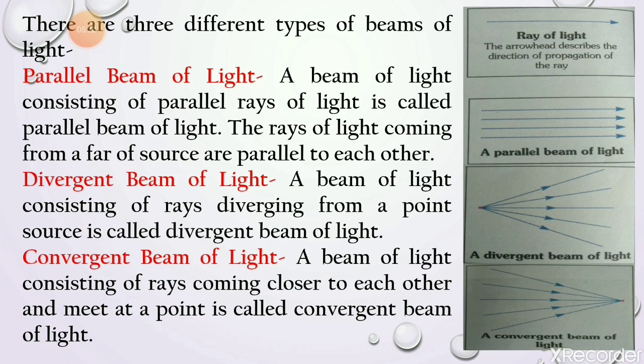point. So when light rays are coming closer to each other and they are meeting at a point, it may be possible they are coming from one source and they are coming close to each other and they are meeting at one point. So this type of beam of light is called a convergent beam of light.